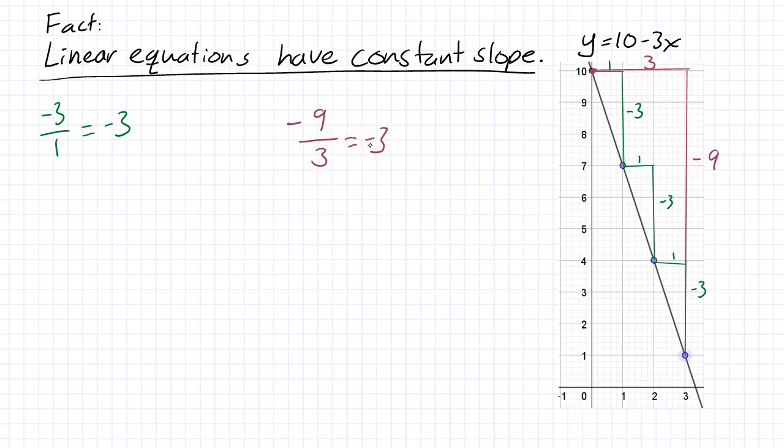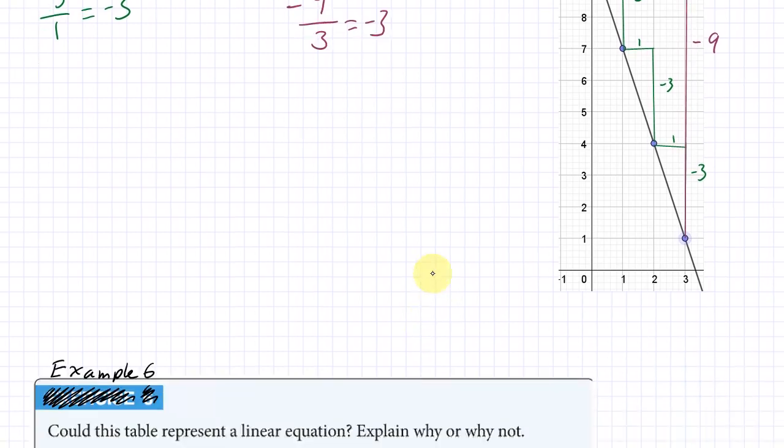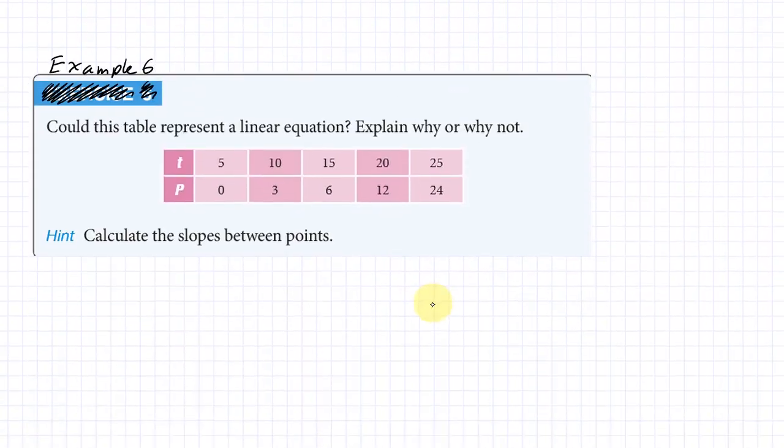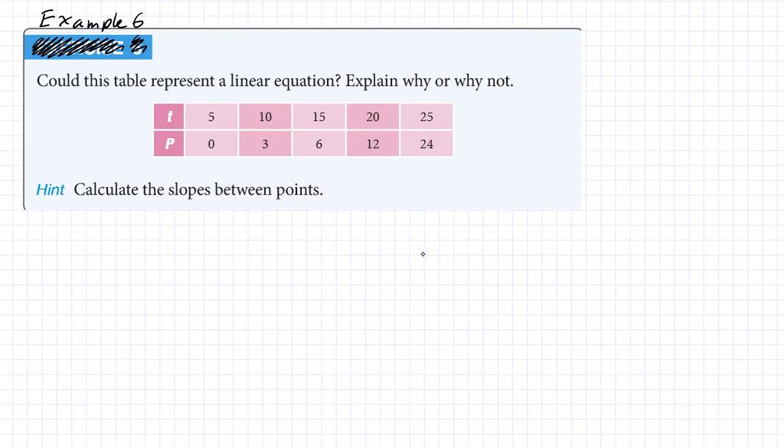Now, you can use that to determine if points are on a line or not, because if they are on a line, they should certainly have constant slope between any points. So here's an example of how you could do that. If we have these points, the t is going to represent the input, the x, and the p represents output. We want to see, could this represent a linear equation? And if the points have constant slope between all of them, then they could be a linear equation.